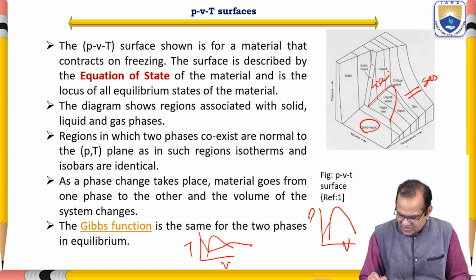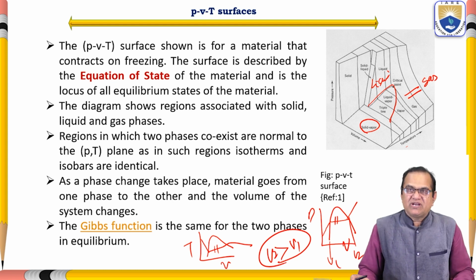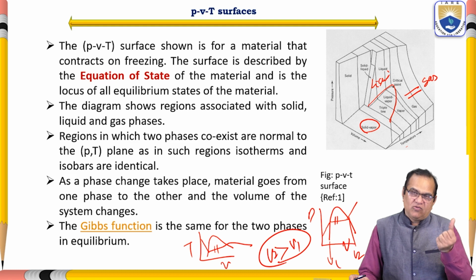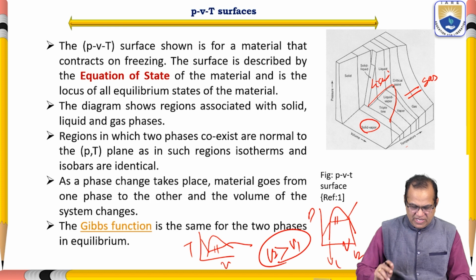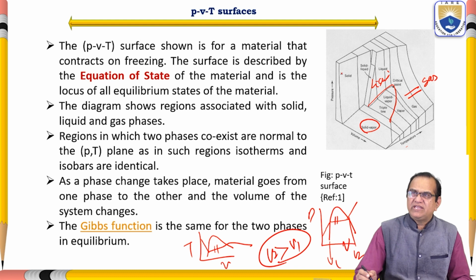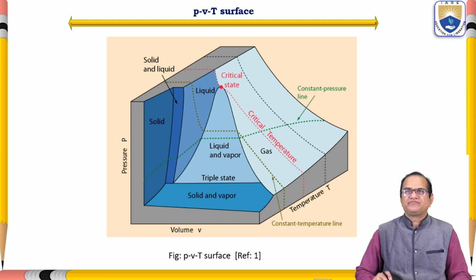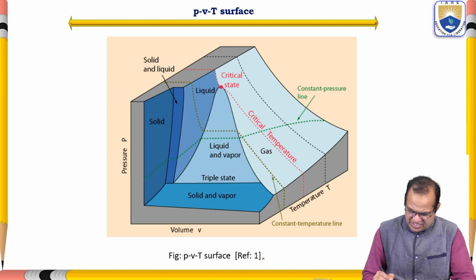If you see here, in this zone, volume will increase, V1 to V2, where V2 is greater than V1. So if you increase the temperature or the pressure, your volume will be opposite to the pressure and directly proportional to the temperature. The Gibbs function is the same for the two phases in equilibrium. So in the two-phase region, the Gibbs function will remain the same. It is shown here in a very colorful manner. It is taken from the reference one.